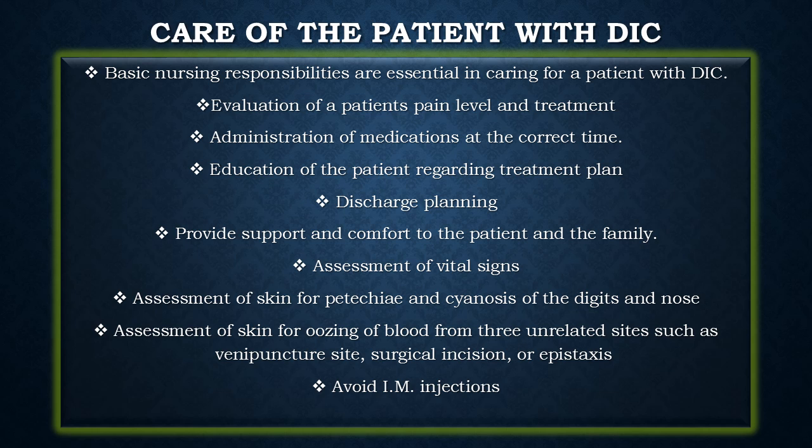Assessment of the skin for petechiae and cyanosis of the digits and nose. We also want to assess the skin for oozing of blood. Oozing of blood from 3 unrelated sites, such as a venipuncture site, surgical incision, or a nosebleed, indicate DIC. That is one of the clinical parameters of diagnosing DIC. Also during this time, we should avoid any type of abrasion to the skin, IM injections, shaving the patient. You remember, they are at a very high risk for bleeding, so we want to do anything and everything to prevent bleeding from occurring.